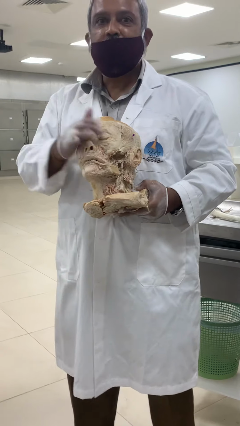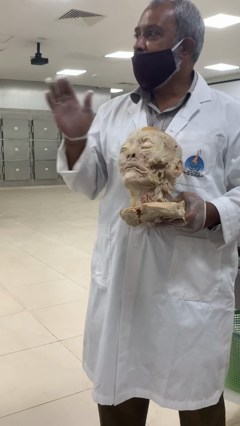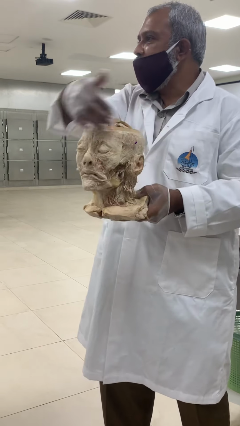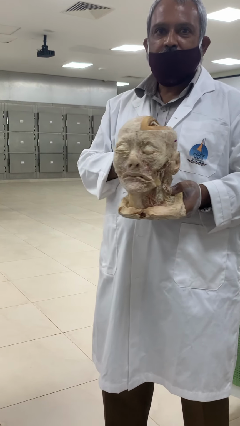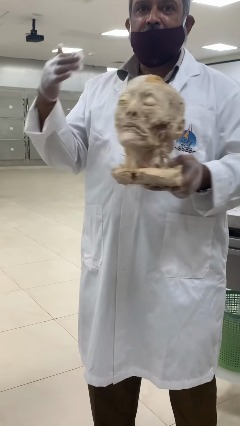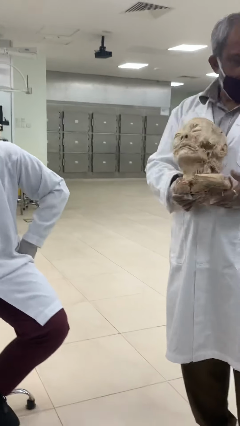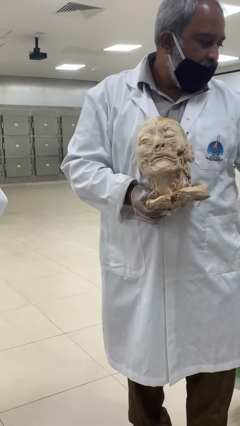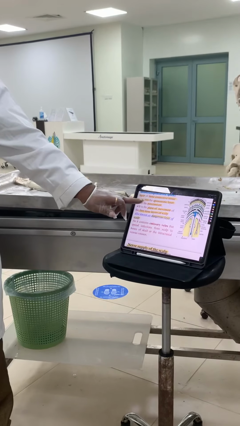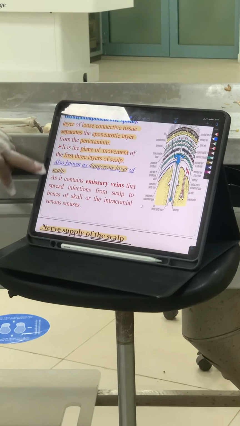That is why you should have a clean face. Every time, if there is any infection, it will spread to all other parts. Protect each other, because all these spaces are interconnected. They are having connection with each other. So what does it contain? The fourth layer of the scalp, the loose areolar tissue, contains the emissary veins.